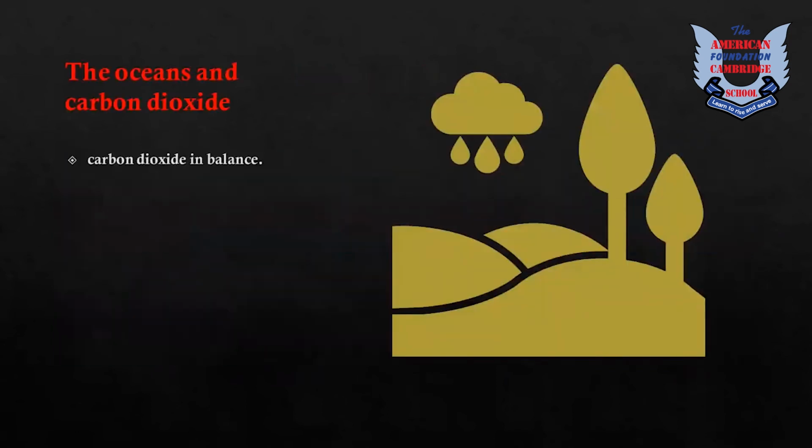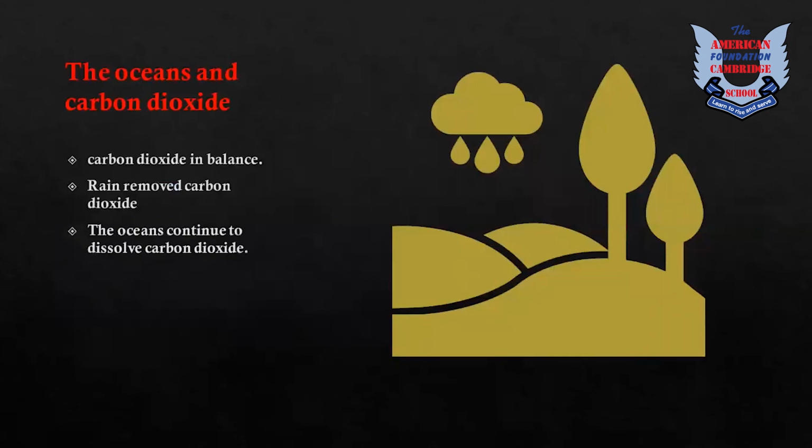The oceans and carbon dioxide. The ocean plays an important role in keeping the carbon dioxide in the atmosphere in balance. Rain removed much of the carbon dioxide from the early atmosphere, carrying it to the oceans as carbonic acid, and the ocean continued to dissolve carbon dioxide. Some is used for photosynthesis and will eventually be locked up in limestones, oil, and gases.